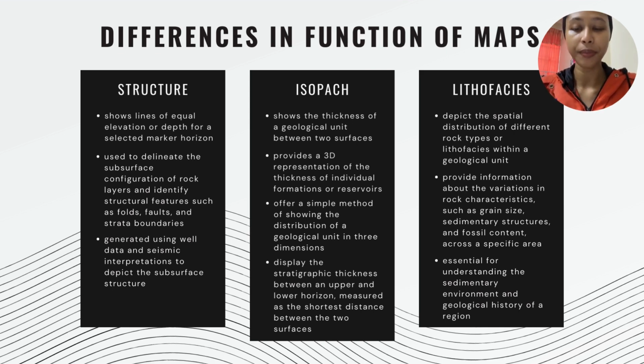So in summary, an isopach map shows the thickness of a geological unit, a structure map illustrates subsurface configuration, and a lithofacies map displays the distribution of rock types within a specific area. So each type of map serves a distinct purpose in subsurface mapping and contributes to the comprehensive understanding of the geological characteristics of a region.